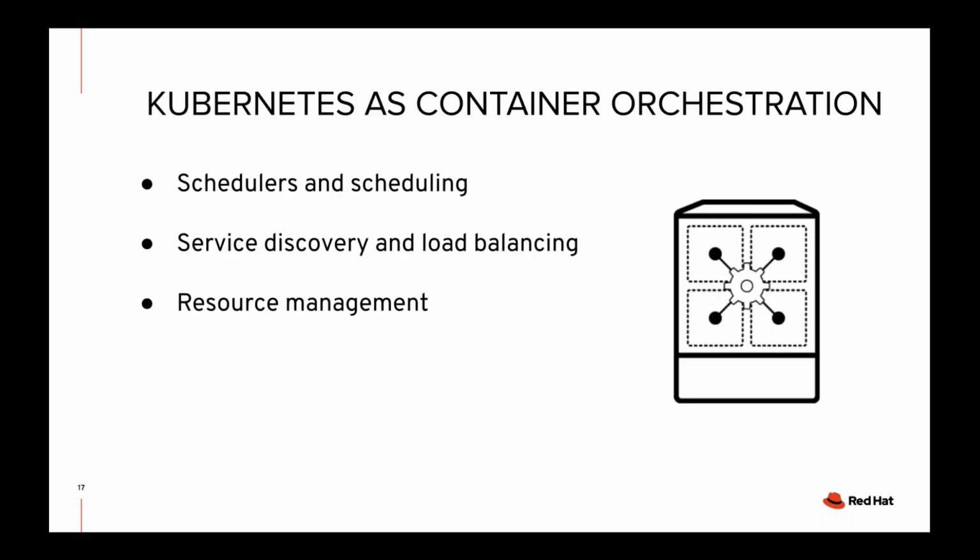And so when we say container orchestration, what we mean is that it figures out where and how to run your containers. And more explicitly, it provides these three functions. First, schedulers and scheduling. This means that Kubernetes is intelligently comparing the needs of a container with the health of your cluster, and it suggests where the container might fit.